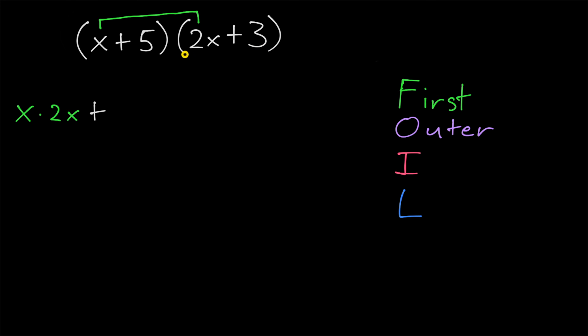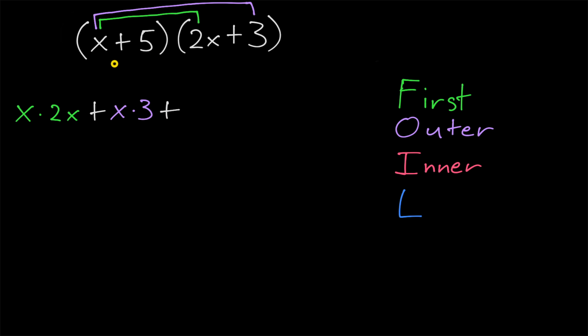And to this, you're going to want to add the outer terms. What are the outer terms in this expression? Well, the outer terms are those that are most to the outside of this expression. So what is the term most to the left of this expression? x. And on the right-hand side, what is the term most to the outside of this expression? 3. So you're going to want to multiply this x by this 3. x times 3.